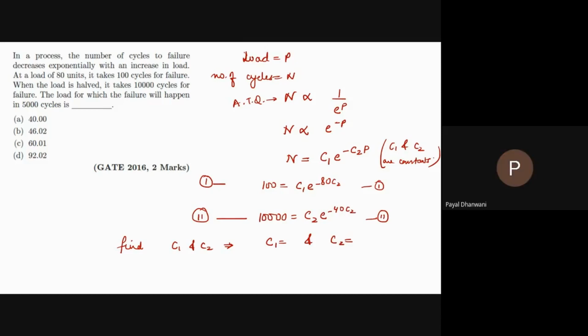सर, सेकेंड इक्वेशन में हमने C2 e⁻⁴⁰ C2 ही लिया, ये समझ नहीं आया मुझे. Oh, sorry, C1 आएगा यहाँ पर. C1. इक्वेशन सेम रहेगी दोनों केस में. ओके सर.